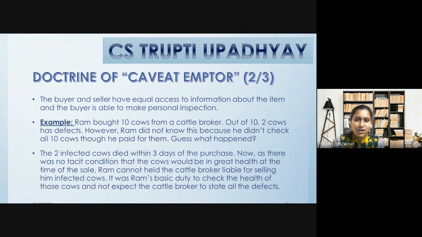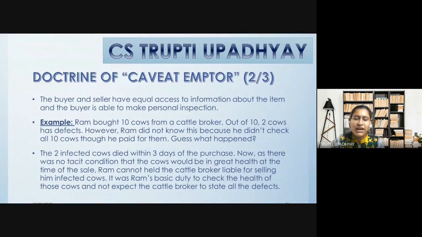Now Ram faced the loss. So the question here is: will the cattle broker compensate Ram for the 2 cows, or will he get a refund of the price? The answer is that there was no tacit condition that the cows would be in good health at the time when the sale took place. So the seller has not given any guarantee that the cows are of good health, and Ram cannot hold the cattle broker liable because he didn't disclose the defect in the goods.